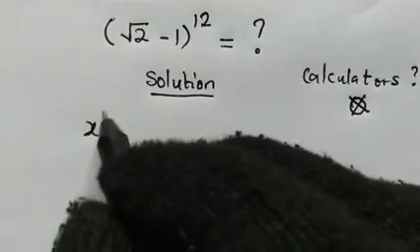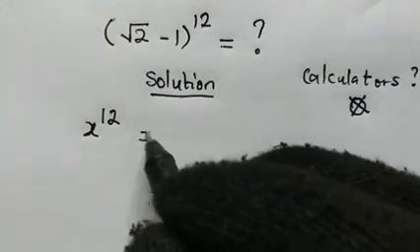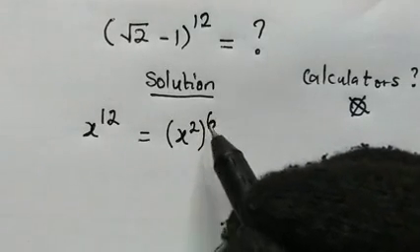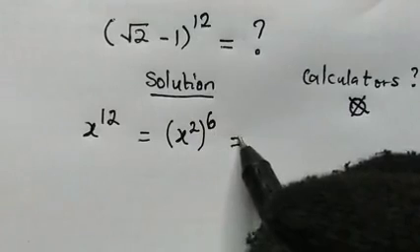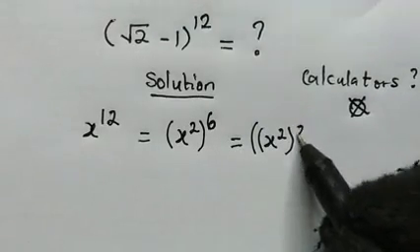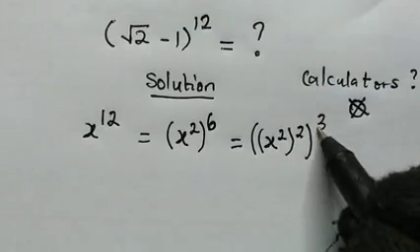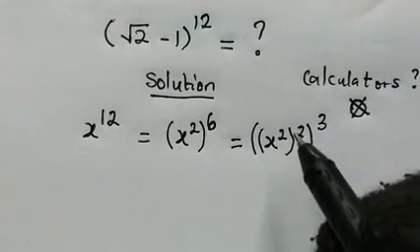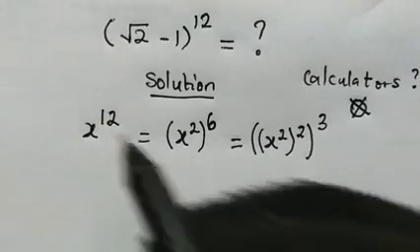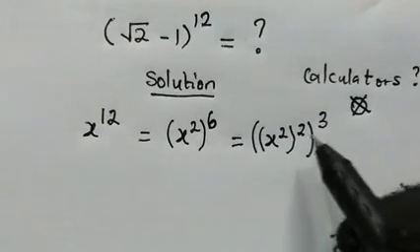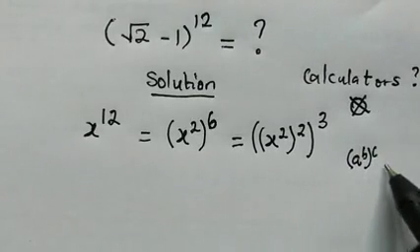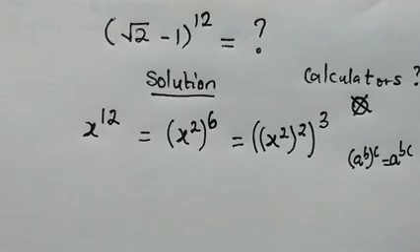We know that x to the power of 12 is equal to x to the power of 2 to the power of 6. Then this is equal to x to the power of 2 in bracket to the power of 2 again in bracket then to the power of 3, right? We can check it out. We know that 2 times 2 is 4 and 4 times 3 is 12, right? And even this 6 right over here is the product of these 2 and 3. We know this property that a to the power of b in bracket to the power of c is equal to a to the power of b times c.